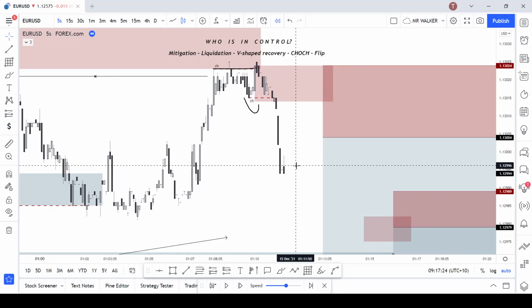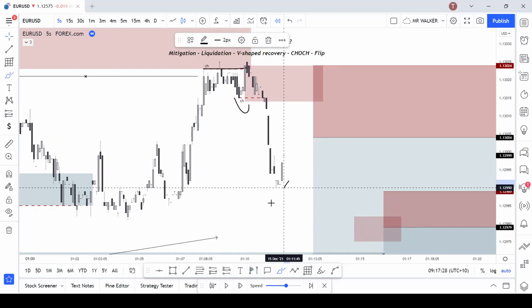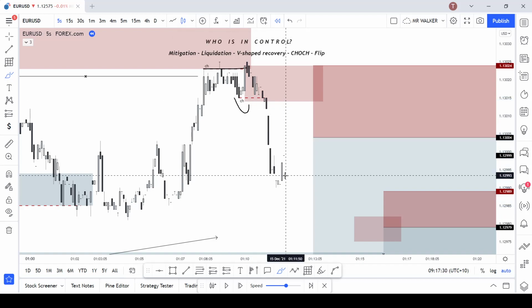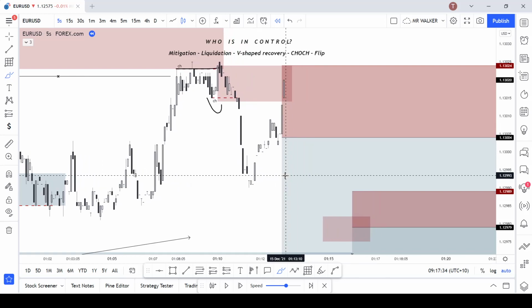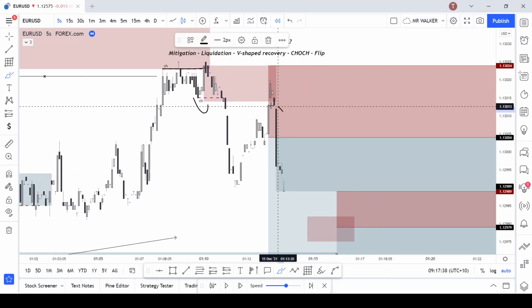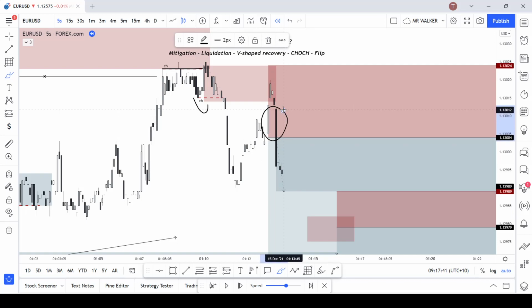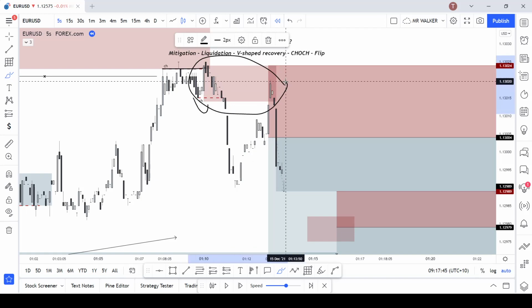The price does so, shows commitment to the downside, and then I sold it when I saw this big reaction from the refined supply zone.